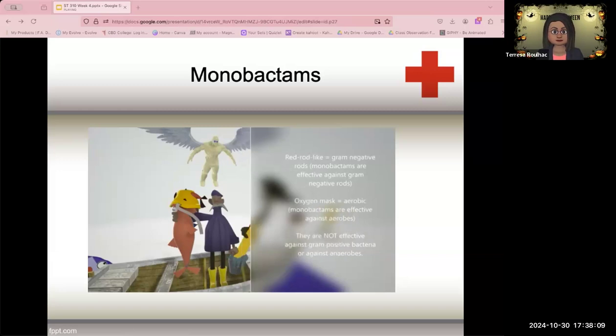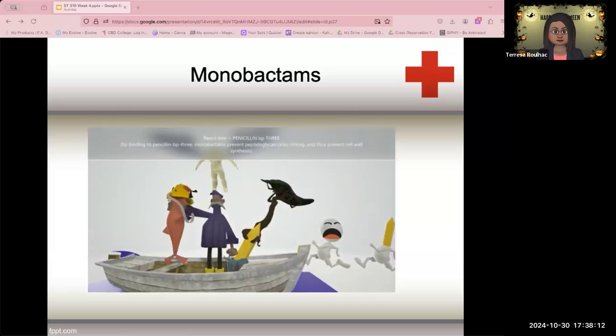Let's take a look at the other fisherman's hand over here. So here in the bucket of fish, he has this pencil with the tree for penicillin binding protein 3. Monobactams have a special affinity for penicillin binding protein 3, and by doing so they prevent peptidoglycan cross-linking, and this disrupts synthesis of the cell wall.